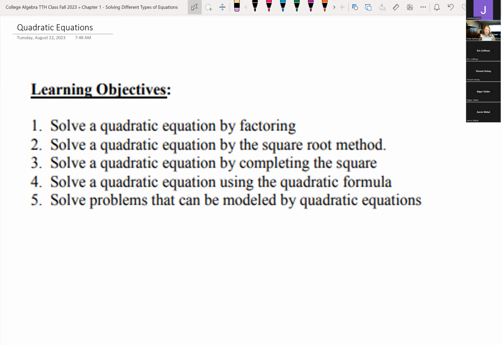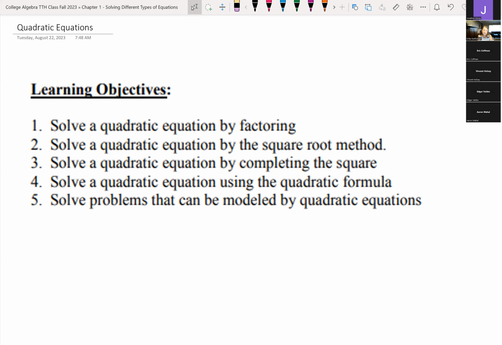So we're looking at solving quadratic equations. Last week we looked at solving linear equations. When we started a linear equation, it might not have been in the form of a linear equation, but as we went through the process of solving the equation, we got a linear equation. For today, we're going to look at solving quadratic equations.